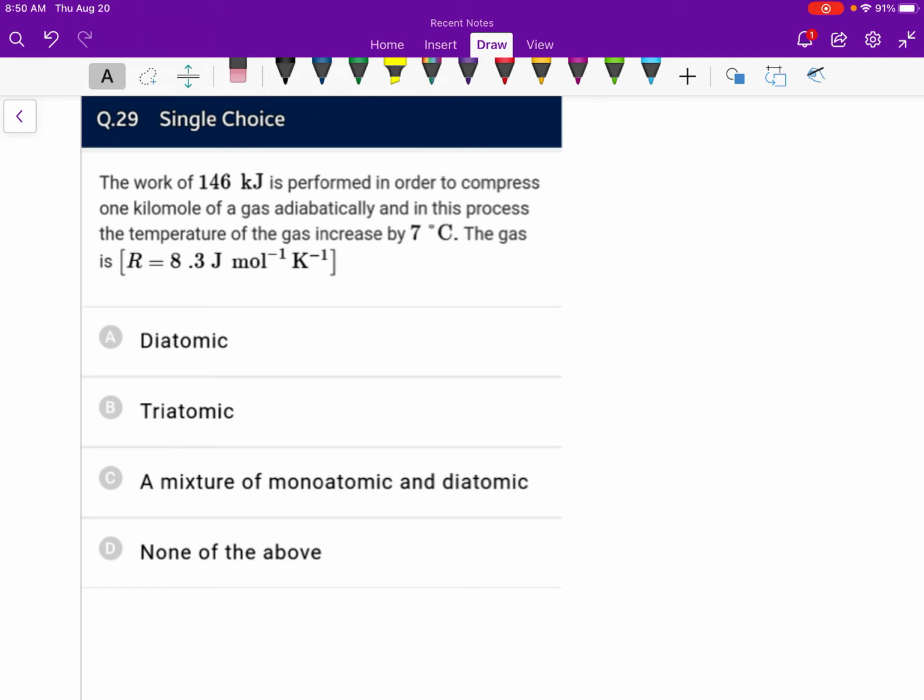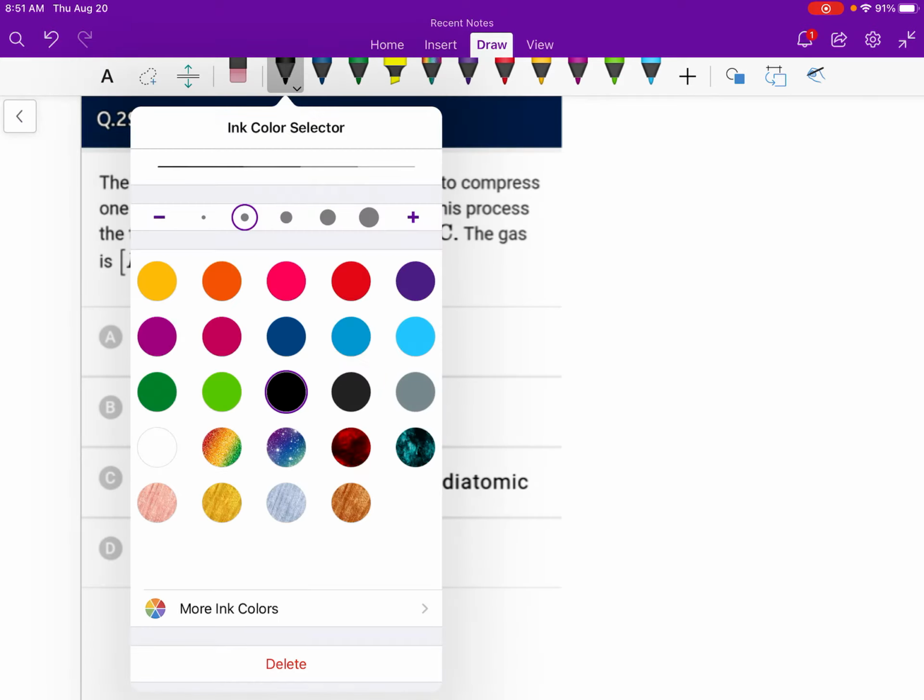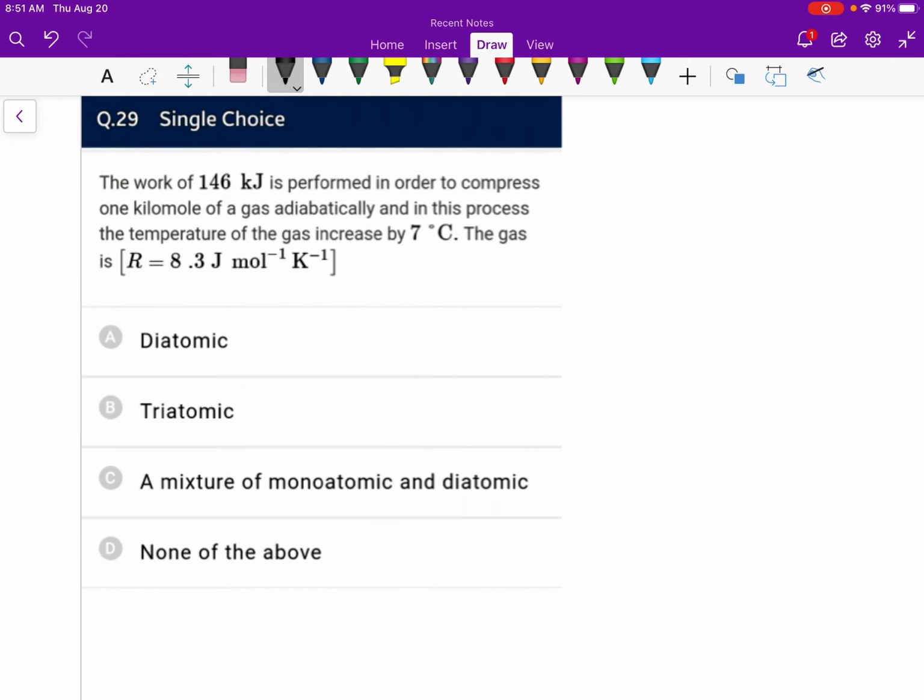Work is performed in order to compress 1 kilomole of gas adiabatically, and in the process the temperature of the gas increased by 7. The gas is compressed, so W is minus 146 kilojoule, so delta U is plus 146 kilojoule.